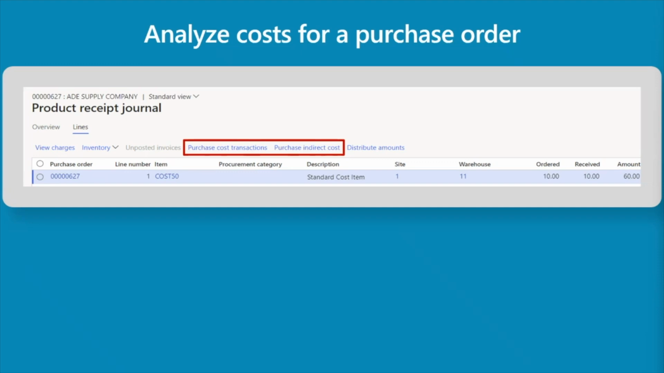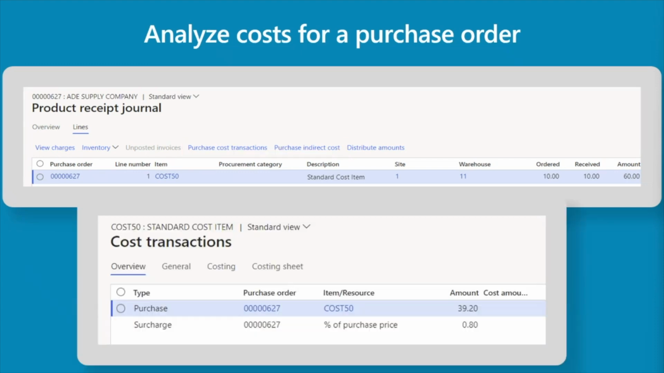Here, you can view the details about the cost in one of 2 ways. By clicking the Purchase Cost Transactions button, which will show both the standard cost and indirect cost transactions for the PO, or by using the Purchase Indirect Cost button, which will only show the details of the indirect costs. For this example, we have clicked the Purchase Cost Transactions button. Here you can see 2 rows, one for the purchase cost of $39.20, and one for the indirect cost, which is 2% of the purchase price at 80 cents.